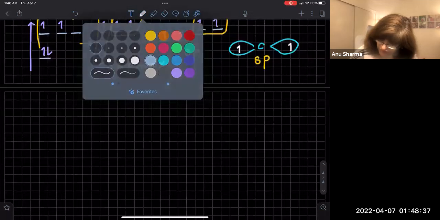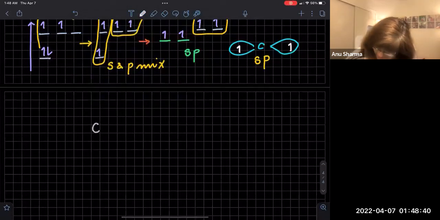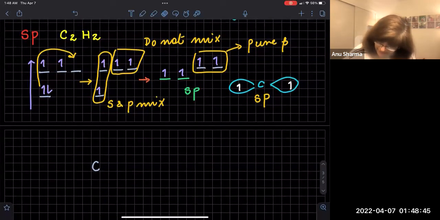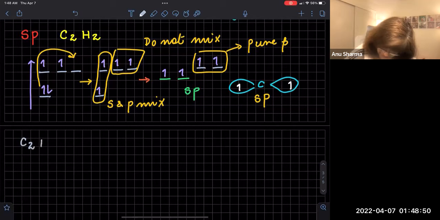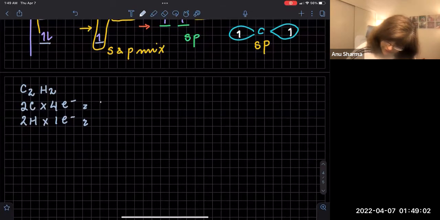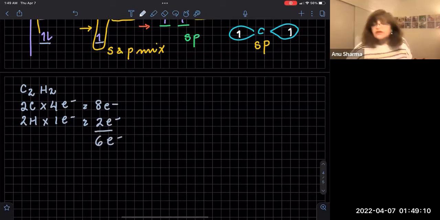So let's draw the total number of valence electrons and the Lewis structure. C2H2 means that two carbons are bringing in 4 electrons each and 2 hydrogens are bringing in 1 electron each. Here we have 2 fours are 8 electrons and 2 electrons here. So we are looking at a total of 10 electrons.